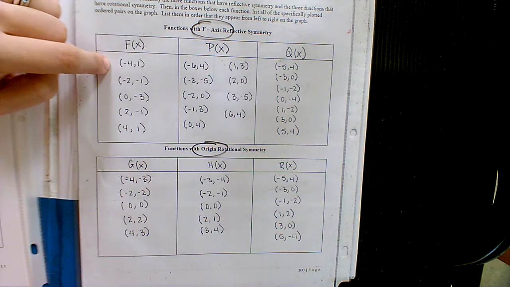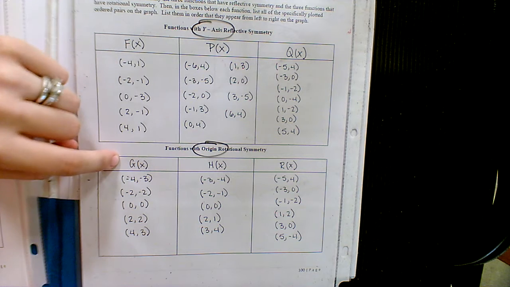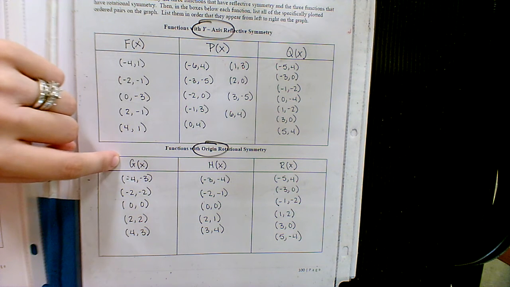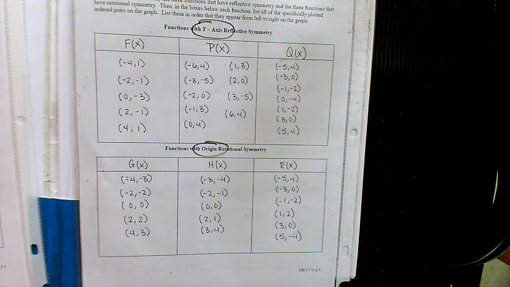All right, so these were the graphs on the other page that we labeled as y-axis. These were the graphs that we labeled on the other page for origin. And these are some special ordered pairs. If you were to look at the graphs again, they would be the big bolded dots. We're going to take a look at those ordered pairs.